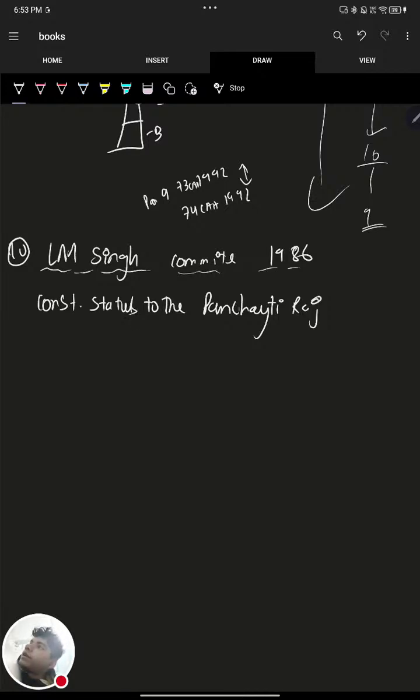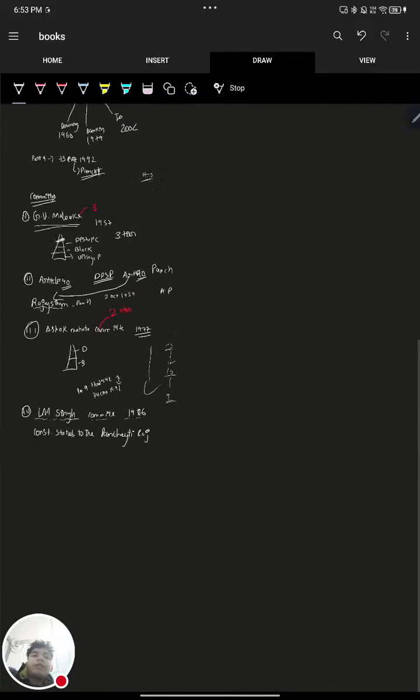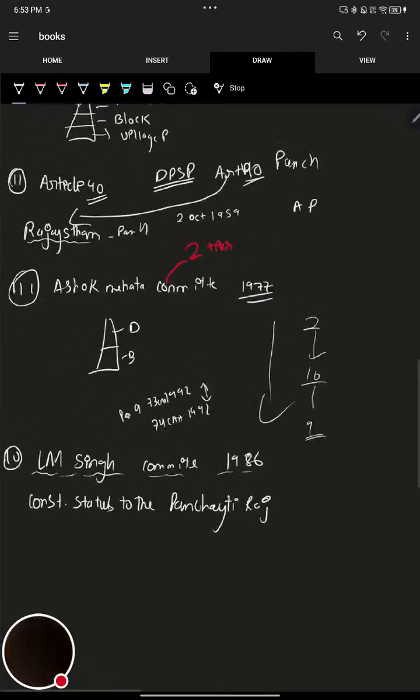Then there are the Thungan committee and the Gadgil committee. The Thungan committee talks about women reservation in Panchayati Raj, the State Finance Commission, and the Panchayati Raj term to be 5 years. The Gadgil committee talks about SC/ST reservation, so SC/ST reservation is from the Gadgil committee.